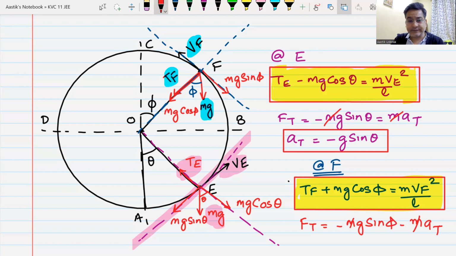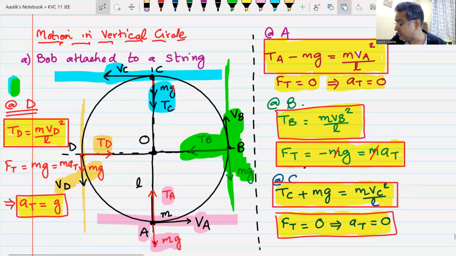Two minutes you have. So now we move forward and understand some important points about this. We have this diagram at points E and F, and we have this diagram at points A, B, C, and D. Now, looking at these six points, you can write some general results about what is happening.